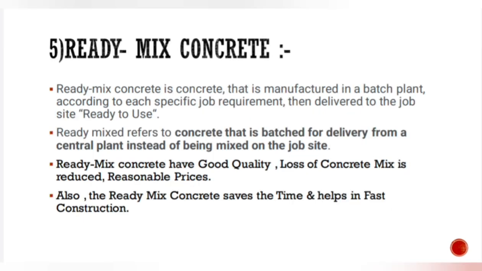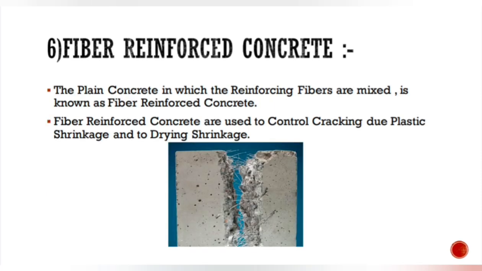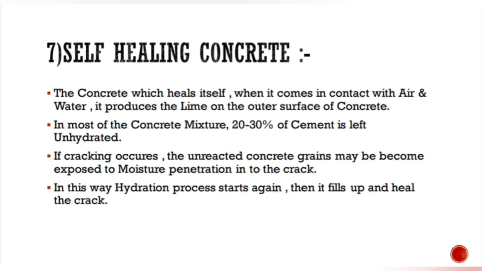Fifth, ready-mix concrete. Nowadays, for major construction projects, ready-mixed concrete is used. It is manufactured in a batch plant according to the requirement. This concrete is ready to use, so it saves time and construction becomes fast. Sixth, fiber reinforced concrete. The plain concrete in which fibrous material is used is known as fiber reinforced concrete. The fibrous material is used to control the cracks.